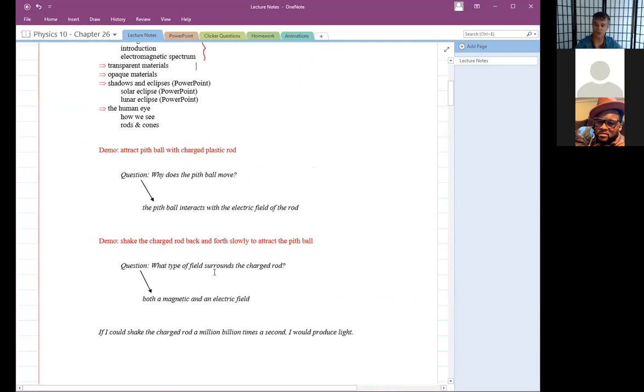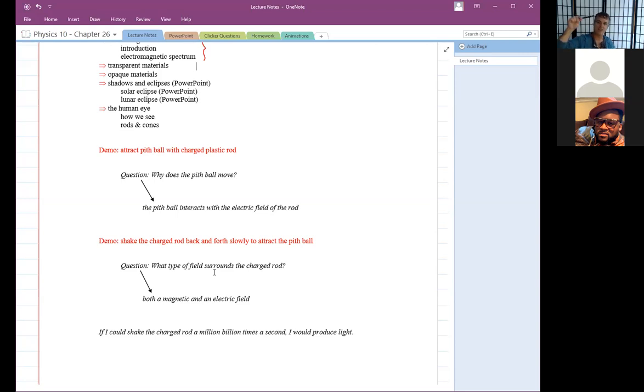What I was going to do is show a little demo where, if you remember, I had a plastic rod and I could rub it with wool to charge the rod and then attract a pith ball. So imagine this was just a charged rod that I charged by rubbing it with wool. If it's stationary, remember, surrounding every stationary charged particle is an electric field. But also remember, if the particle is moving, not only does it have an electric field around it, it also has a magnetic field.